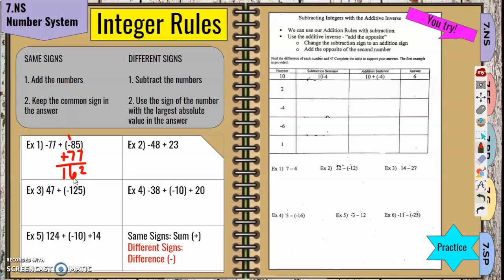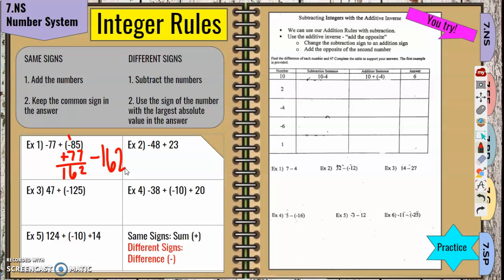So once you add the numbers, I said my signs are the same, so I'm going to add them. Keep the sign of both numbers. So they're both negative. That means that my answer is negative 162.